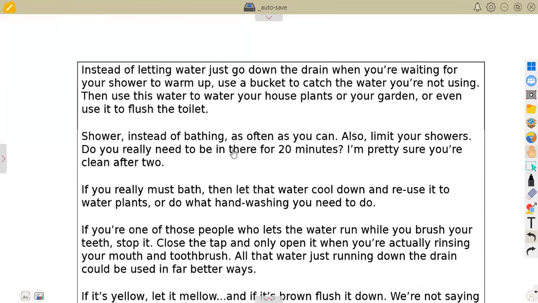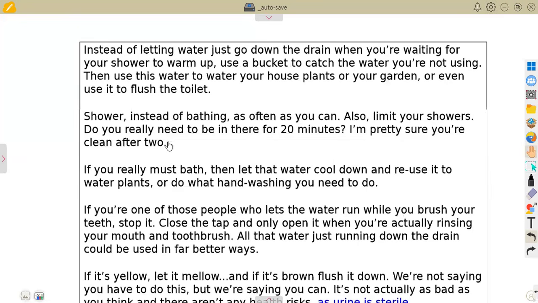Okay. And then it says, instead of letting water just go down the drain when you are waiting for your shower to warm up, use a bucket to catch the water you are not using. Then use this water to water your house plants or your garden, or even use it to flush the toilets. So indeed, again, can you see, the government is pleading now to us to ensure that we are taking care of water. The amount of water that is being used, it is an excess now.